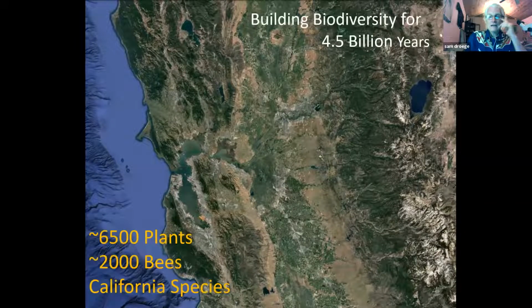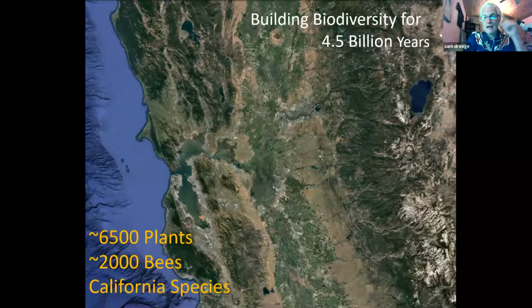So if we look at some of those relationships, California has 6,500 plants and about 2,000 species of bees, more than any other state. There's only about 4,000 bees in North America, so it's got roughly half the bees of North America. Most of the biodiversity of bees in North America, if you were defining hotspots, is all in the desert areas, or the dry areas, I should say, of the Southwest. It's not in the East where you have lots of rainfall and a flush of plants.